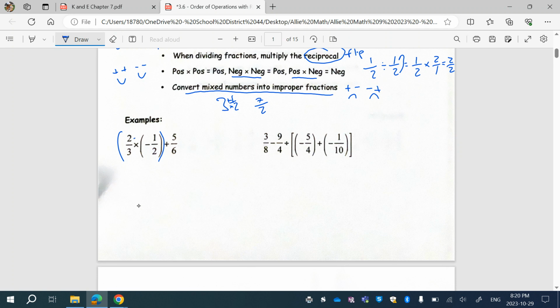So for multiplication, we just need to multiply the tops. We need to multiply the bottoms. So let's go 2 times -1 over 3 times 2. And then we still have that 5 over 6 over there. So now we see that that's -2 over 6. And let's not reduce this yet because we're going to be adding 5 over 6, and we need the same number on the bottom. So let's not reduce this just yet. But now we need to do -2 plus 5, which gives us 3 over 6, or 1 over 2. So there you go. That's that one.